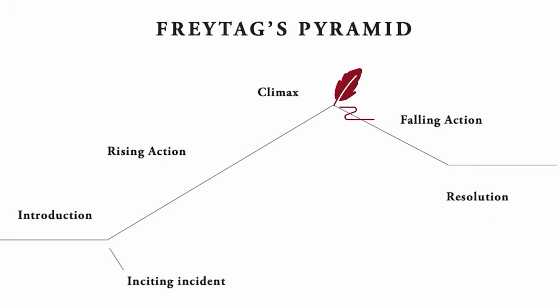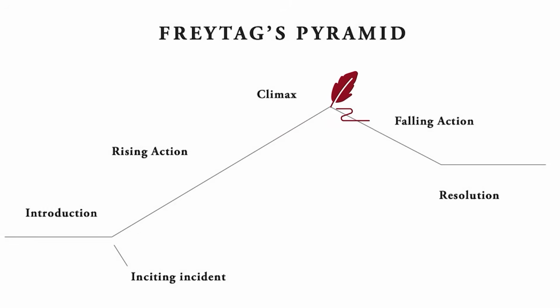Hello, everybody. We're here for episode 8 of my course, How Writers Become Authors, a step-by-step guide to crafting your novel. We're finishing up our deep dive into Freytag's pyramid by covering the last 3 sections of the pyramid, the climax, falling action, and resolution.